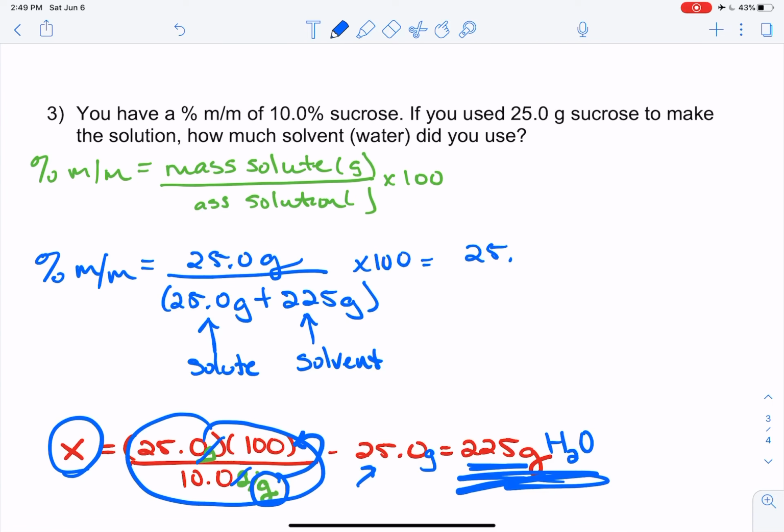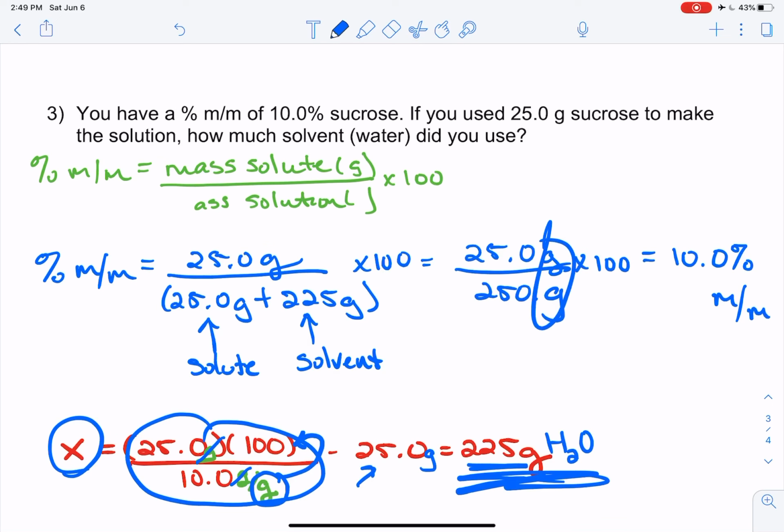So we will get 25 grams divided by 250 grams times 100, and that is definitely going to give us 10%, and that is m over m because we have grams over grams. And then we would put sucrose if we were labeling a bottle. Okay, so that's going to tell you that it's a mass percent of 10%, and the solute is sucrose. Whatever you're dissolving in water would be that sugar there. Okay, so that's that part.